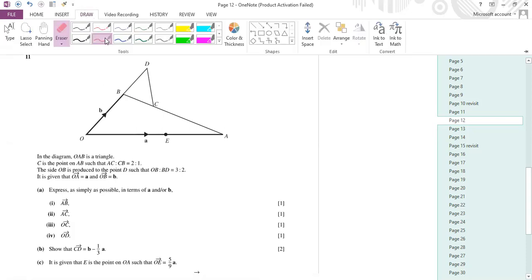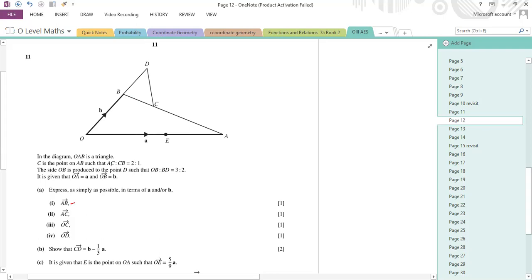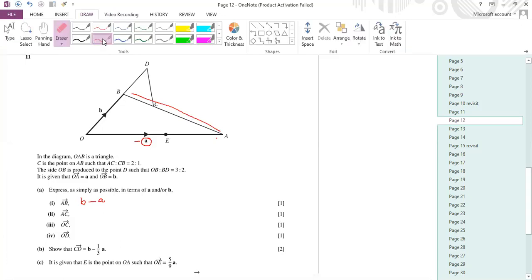So let's first do this simple part. First is AB. From A to B we are going, but we need a route which has got a name. So A is this, so it will become minus A and plus B. This is simple, which we have been doing forever. B minus A we have got.